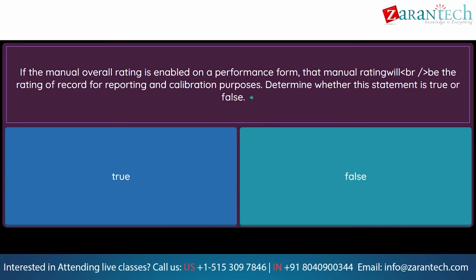Question: if the manual overall rating is enabled on a performance form, that manual rating will be the rating of record for reporting and calibration purposes. Determine whether the statement is true or false. Option 1 true. Option 2 false.